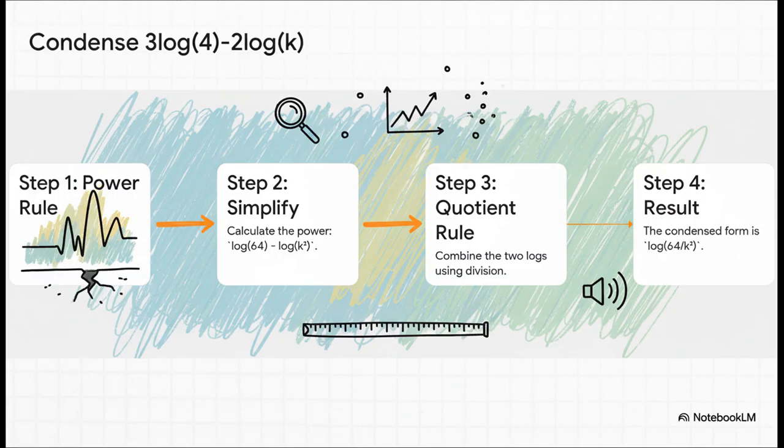First up, we use the power rule, but backwards. We take those numbers out front and move them back up as exponents. So the 3 hops on top of the 4, and the 2 hops on top of the k. Now we have log of 64 minus log of k squared. And since we're subtracting two logs, we can use the quotient rule, again, in reverse, to combine them into one log of a fraction. And boom, log of 64 over k squared.